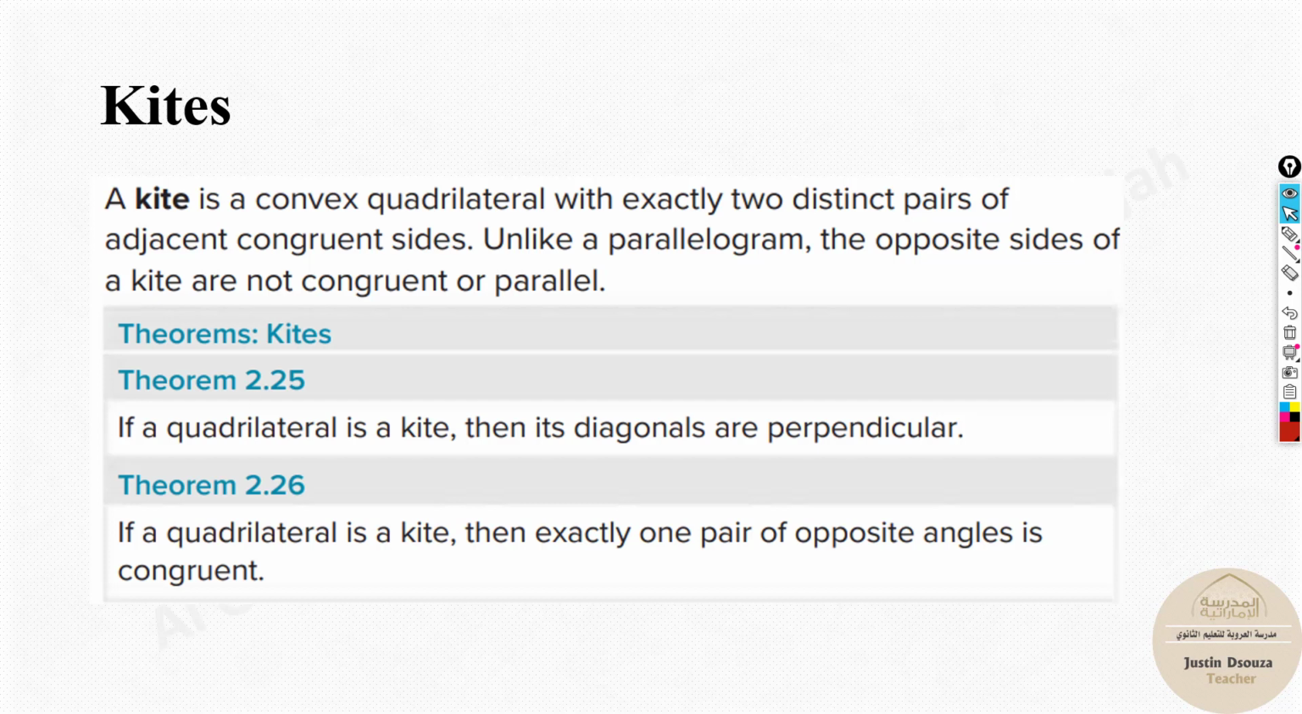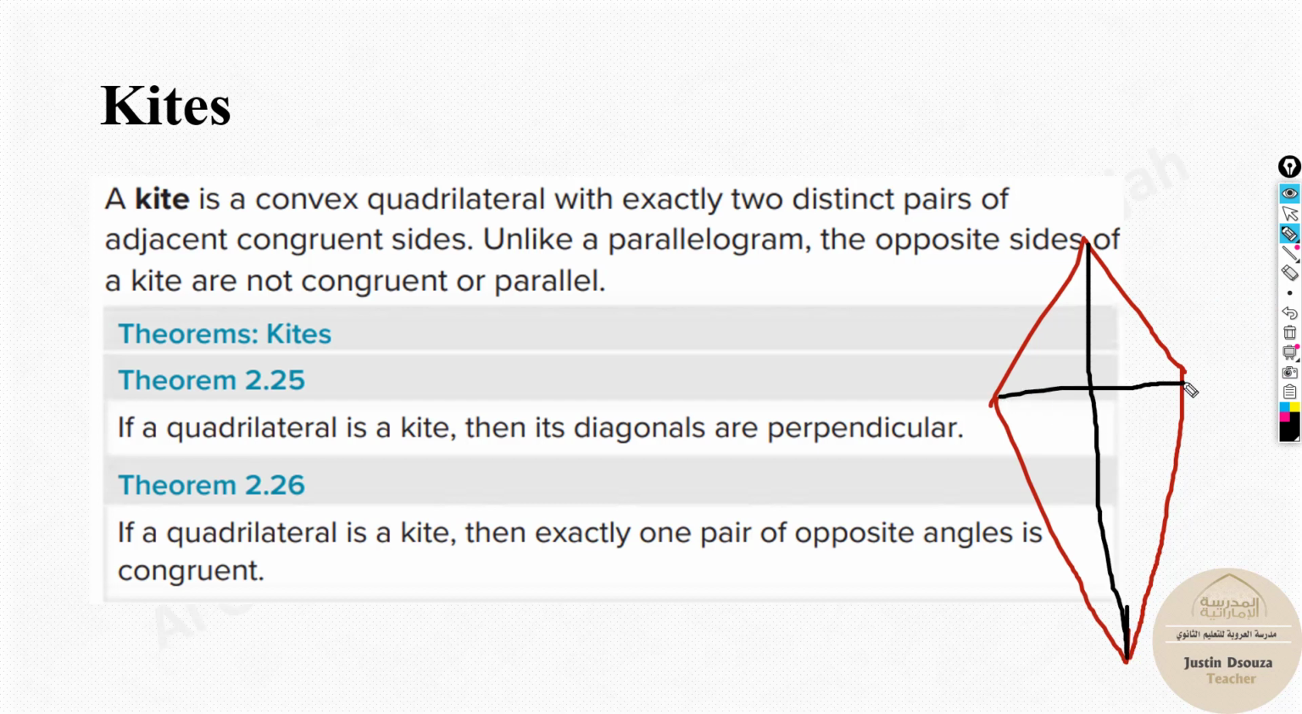Before we go on to see the kite, and I'll explain it properly, but over here, if a quadrilateral is a kite, then the diagonals are perpendicular. Now, imagine this is a kite. If you draw a perpendicular line, say here and over here, then this is all 90 degrees. I hope this is clear. This is all perpendicular.